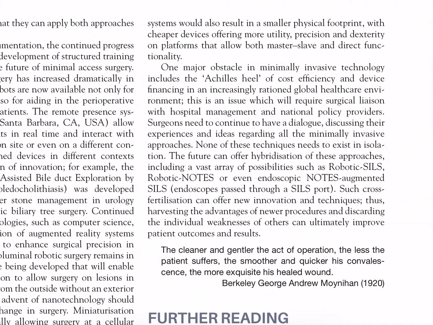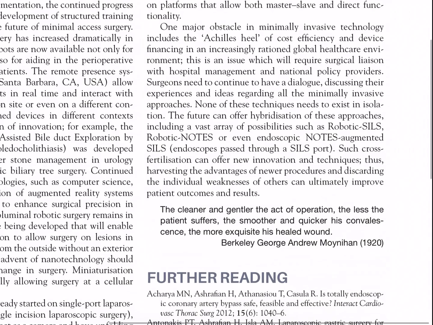The future can offer a hybridization of these approaches, including a vast array of possibilities such as robotic NOTES, robotic cells, or even endoscopic NOTES, augmented cells, endoscope pass through a cell port. Such cross fertilization can offer new innovation and techniques, thus harvesting the advantages of new approach procedures and discarding the individual weakness of others, which can ultimately improve patient outcomes and results.